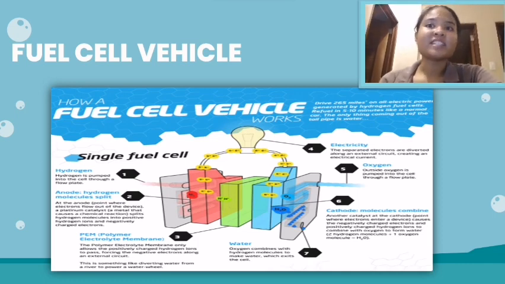Next is yung oxygen. Yung outside oxygen is pumped into the cell through a flow plate. So, di ba sa kabilang side, yung red part dito, makikita natin doon nagpa-pump yung hydrogen, while yung blue part, doon naman nagpa-pump yung oxygen. So, last natin is yung electricity. The separated electrons are diverted along an external circuit creating an electric current. So, dito na nagsaseparate yung mga electrons para mag-convert siya sa isang electrical current.